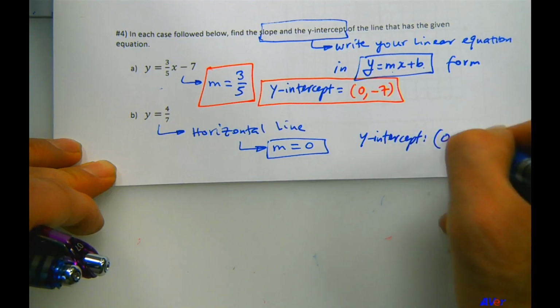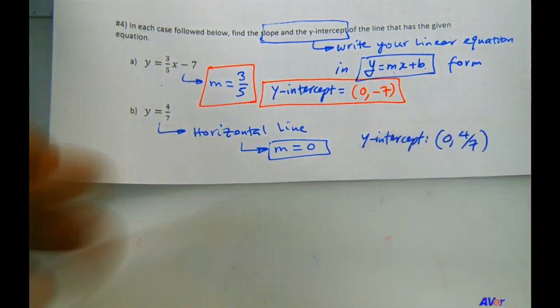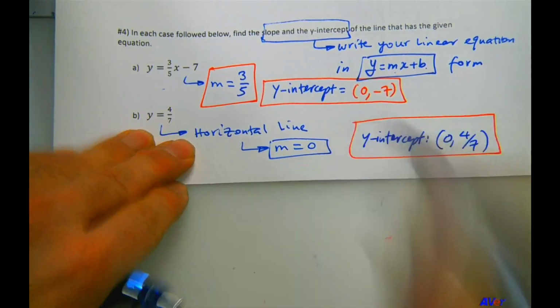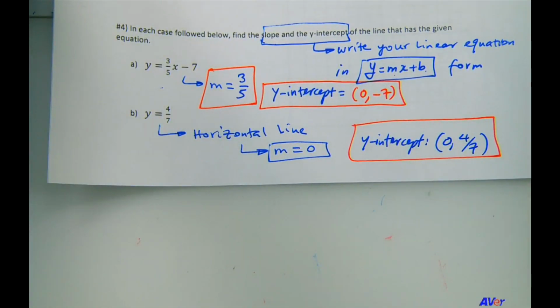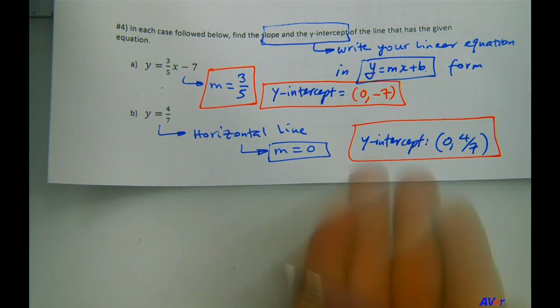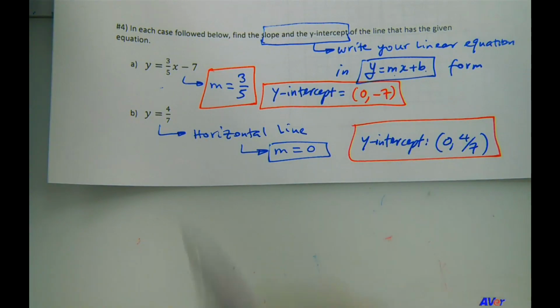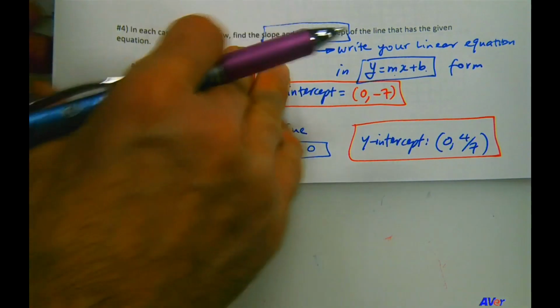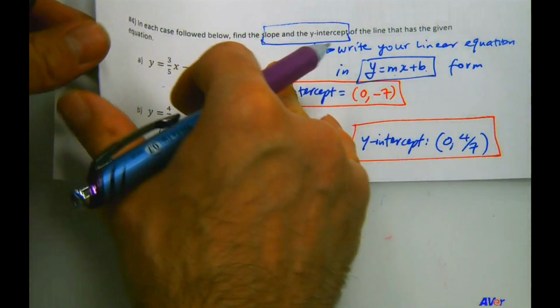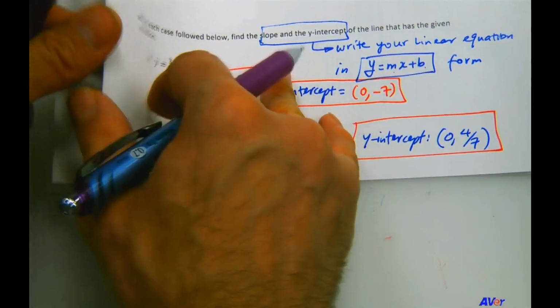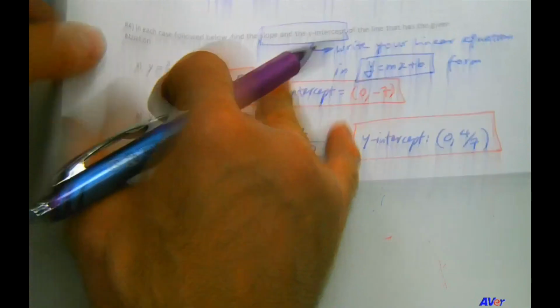Is 0, 4/7. Again, for your online homework, please make sure before you enter your answer, you know in which format the computer accepts your answer. But that is the y-intercept. That's how I would expect the computer would accept your answer. But if you write 4/7 on a paper exam, or you write this on a paper exam, I accept both. Okay? Because either one of those answers tells me that you have understood the subject, which is wonderful.